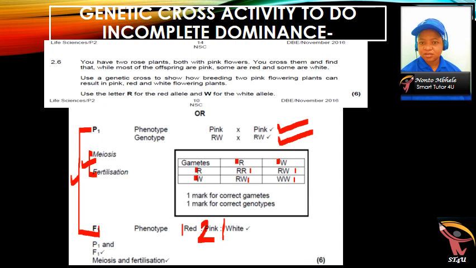And then you get a mark for meiosis. This is how you do it. So you would get 6 marks: 1, 2, 3, 4, and for gametes 5, 6, and 7 for your genotype. But the maximum is again 6.